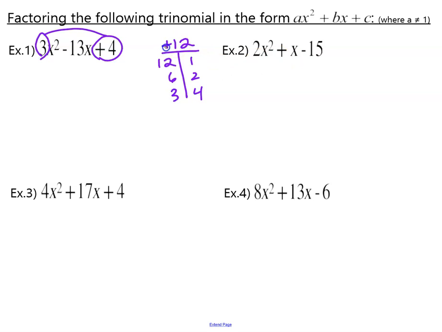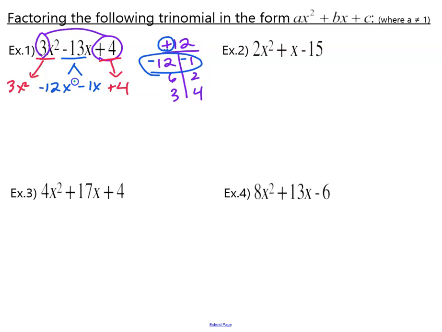Our next step is to find the factors that add to make negative 13. So again, if you're adding to make a negative number, we need both our numbers to be negative. So that's going to be negative 12 and negative 1 add up to make negative 13. So we're going to split that middle term with a negative 12x and a minus 1x. Before moving on, don't forget to bring your first term and your last term straight down.